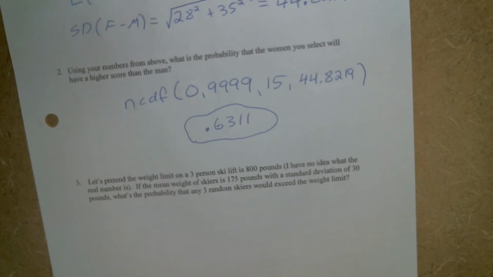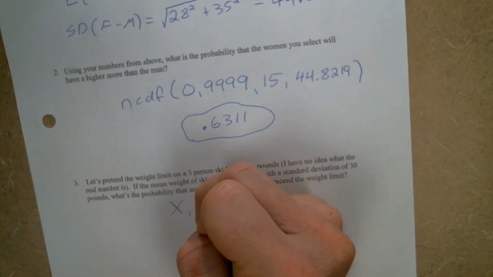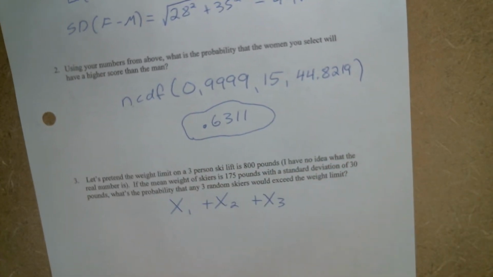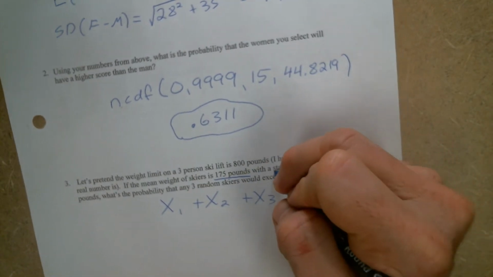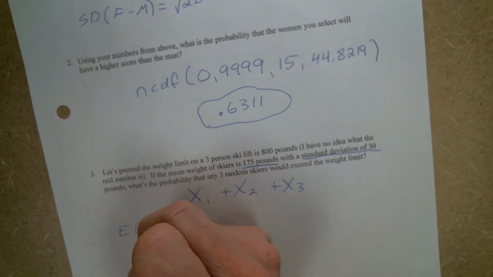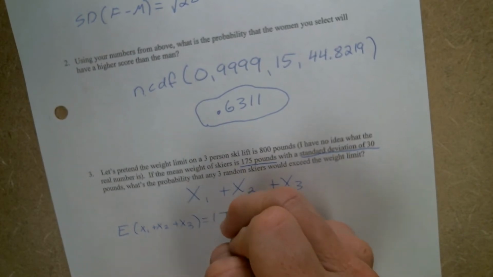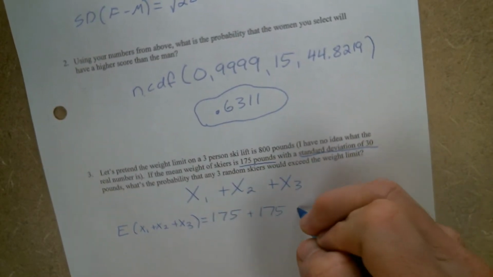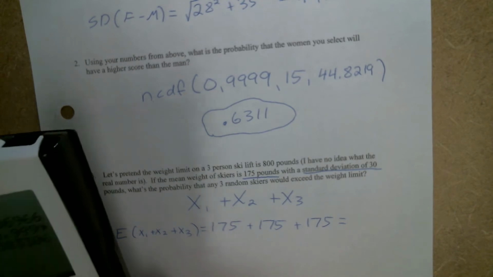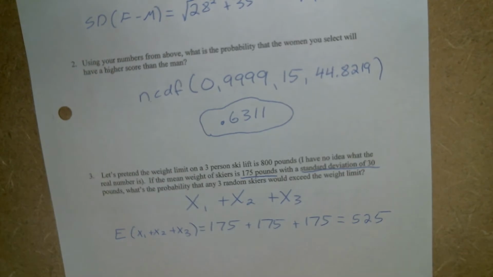So these sometimes goof kids up because they don't get that these are separate random variables, but effectively what you're doing here is X1 plus X2 plus X3. And they just all have the same mean of 175 and the same standard deviation of 30. So the expected value of X1 plus X2 plus X3 is just 175 plus 175 plus 175, or put another way, 175 times 3. 525. So that's going to be the average amount.